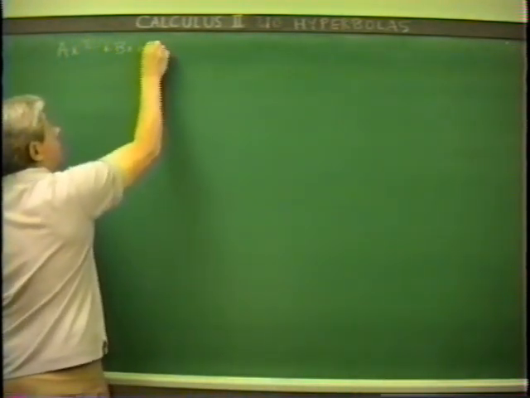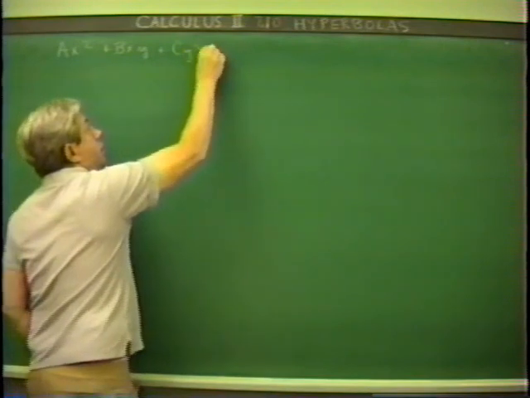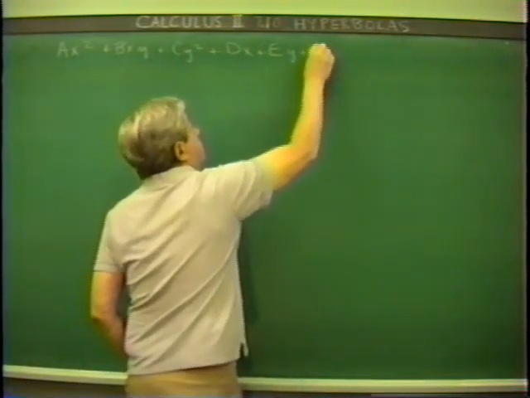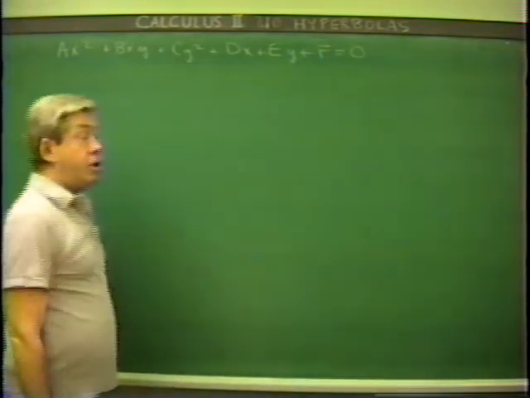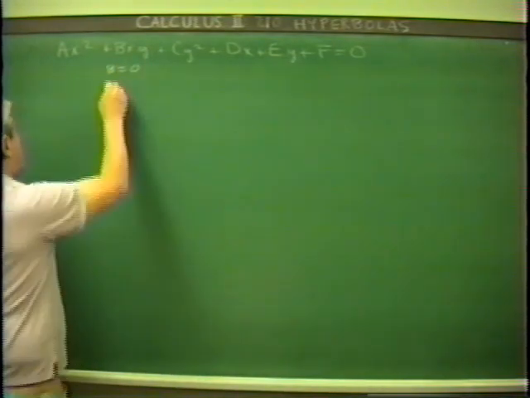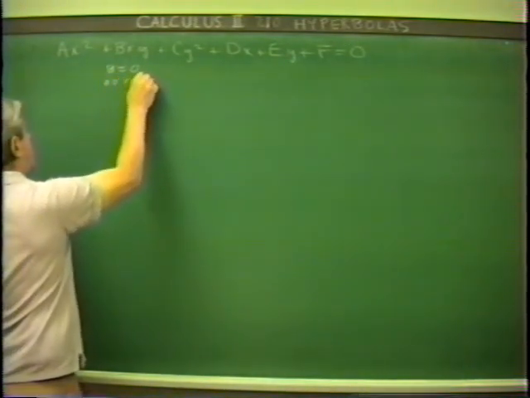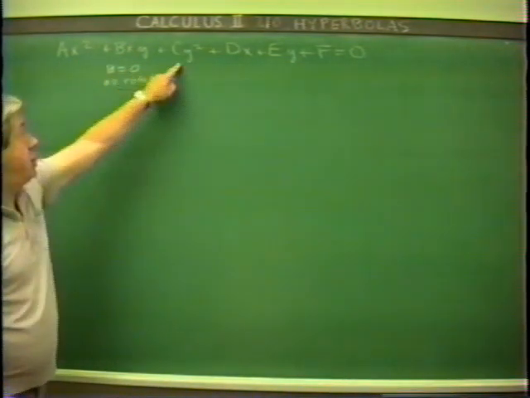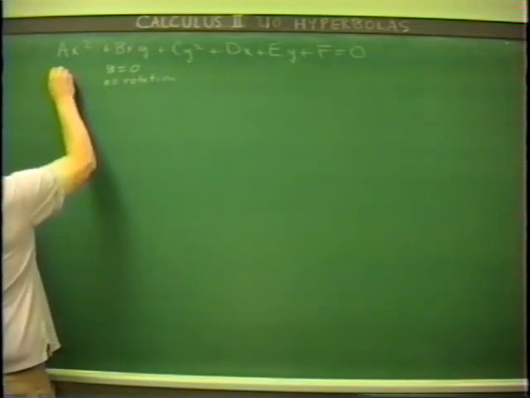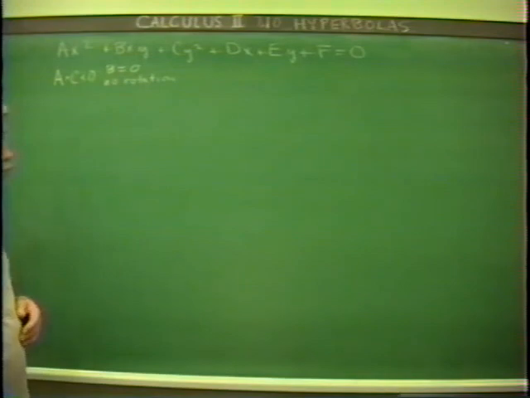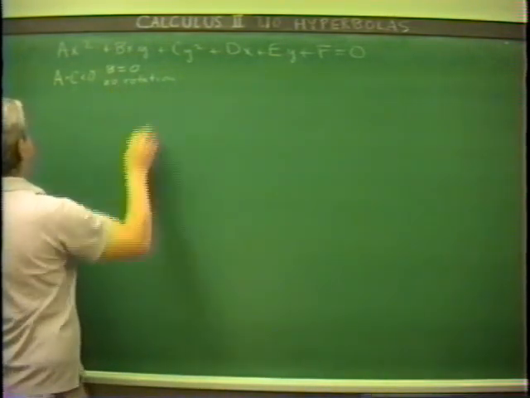Now a hyperbola which is not centered at the origin. Again here, ax squared plus bxy plus cy squared plus dx plus ey plus f equals 0 is the general equation of a conic. Here b equals 0, so there's no rotation. And now this will be a hyperbola if a and c are of opposite signs. That's to say, if a times c is less than 0.